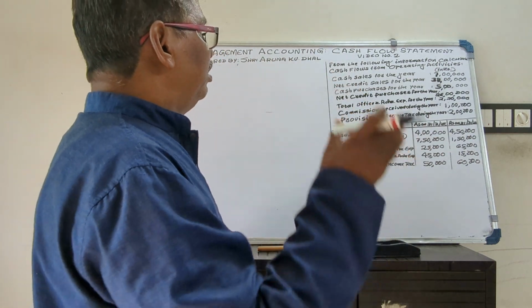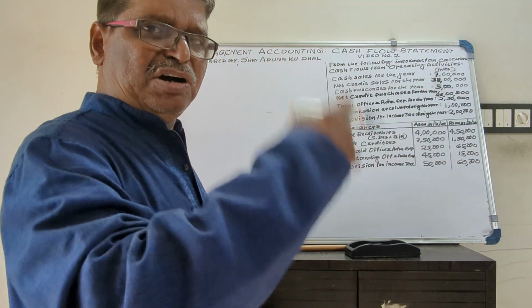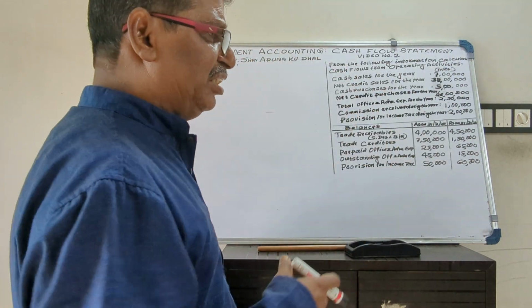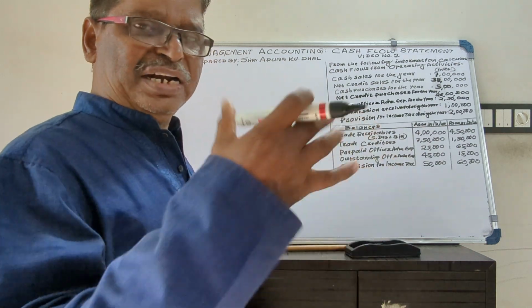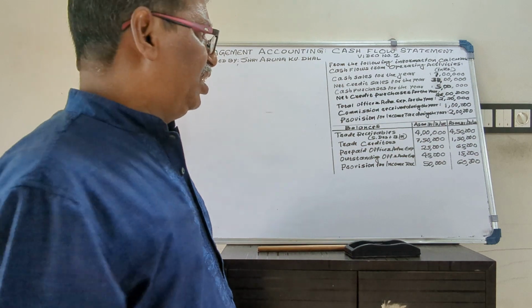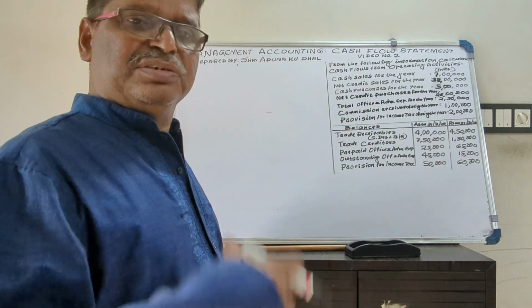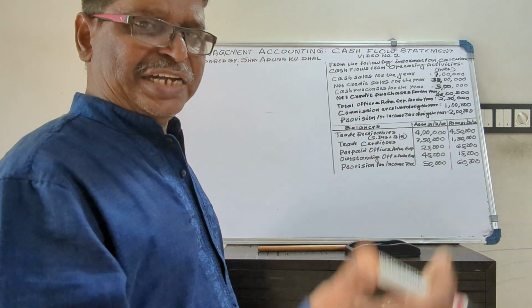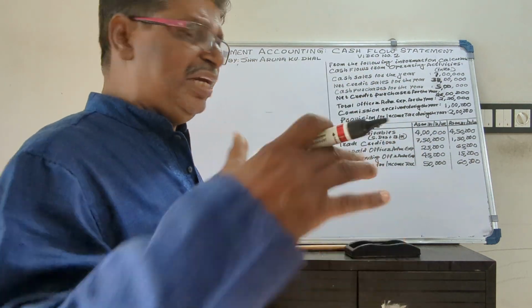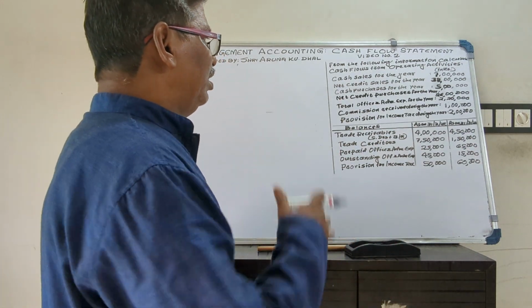But in the investment activity, it includes purchase of fixed assets, that is land and building, plant and machinery, furniture, fixture, equipments, computers. Then when we purchase, that is outflow of cash. When we sell, that will be inflow of cash. Sale of assets, that is inflow of cash.